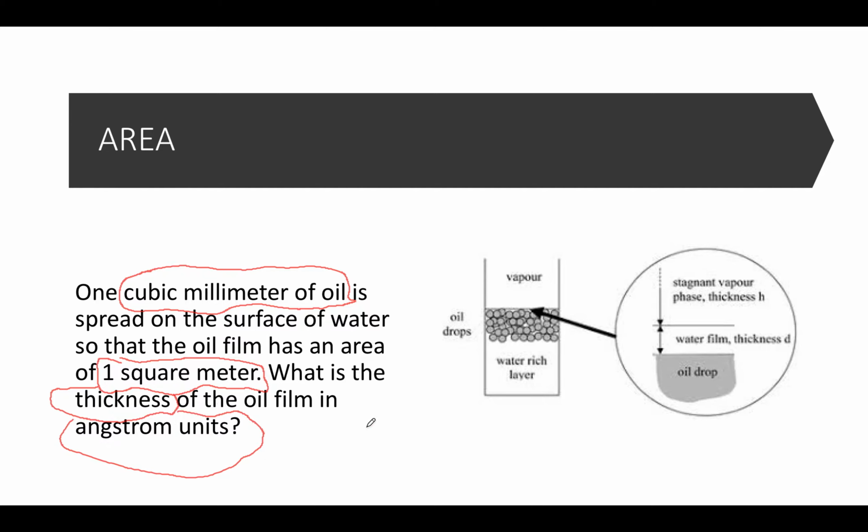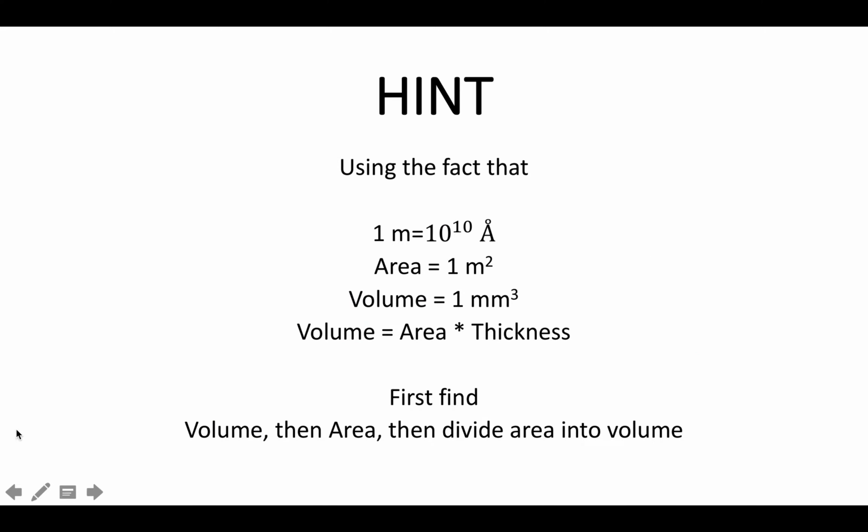Okay. Now here I have this picture to show you what basically the question is asking for. When you have oil droplets in water, it forms this thick layer. So they're asking for the distance from here to here. When you drop oil on water, it forms a thick layer between the water and the oil. That's what they're looking for, the thickness indeed. Okay, let's move on. Let's see the hint.